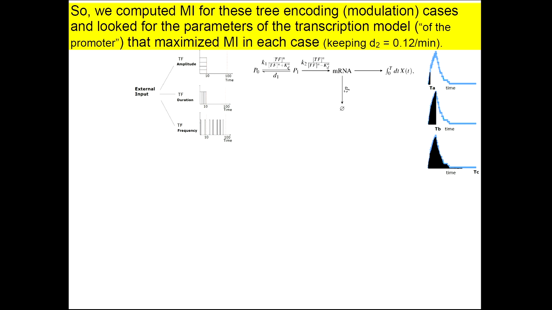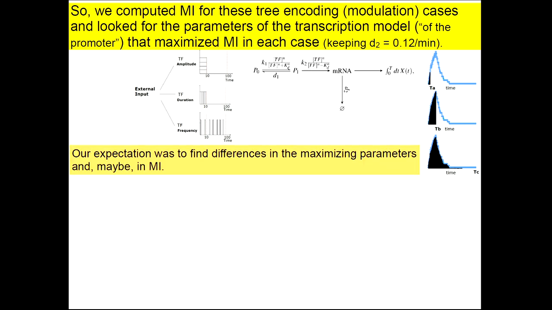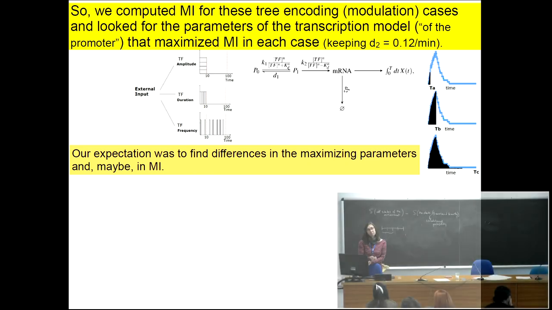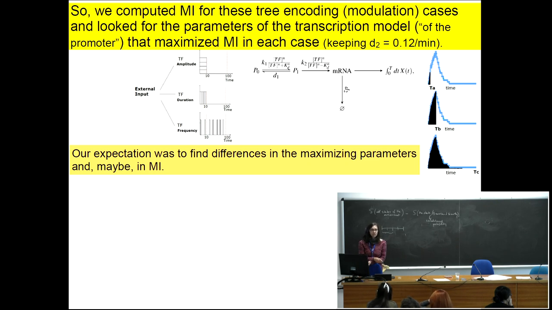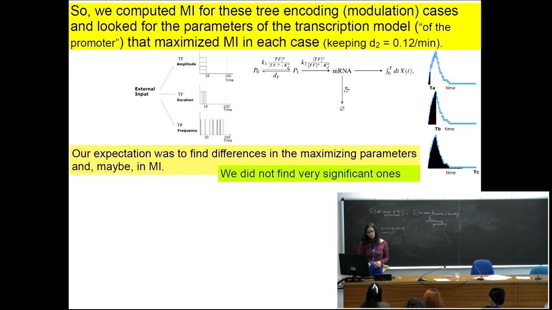Anyway, so we computed the mutual information, and we looked for the parameters that maximized mutual information for each of these modulation types. Our expectation was that we would be able to find separate values of the parameters. These parameters are the ones that are here: these transition rates, this KD, the exponent, how many molecules of transcription factor are bound, and stuff like that. That would be like identifying which promoter, because we were thinking maybe when the transcription factor enters in pulses, it activates a certain type of promoter characterized by these parameters, and when it enters as only one pulse, it activates another type of promoter. And we didn't find much of a difference, actually.